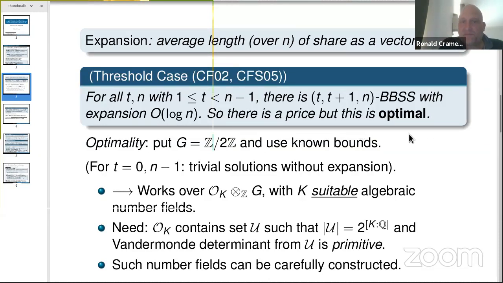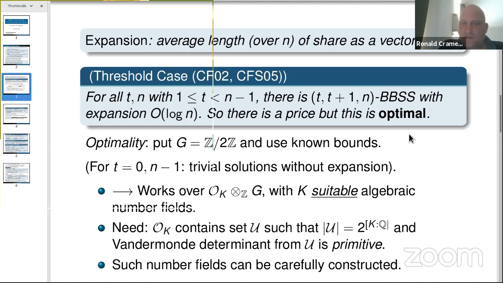Now, how are these results proved? So it works over number fields, suitable number fields. You take a suitable number field K, you take its ring of integers, and you tensor that over Z with the group G. And that is a finite module over OK that you can perform with black box access to G.